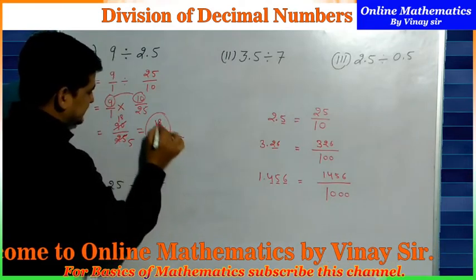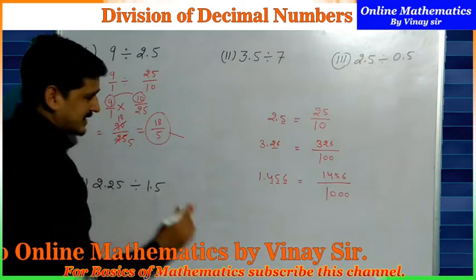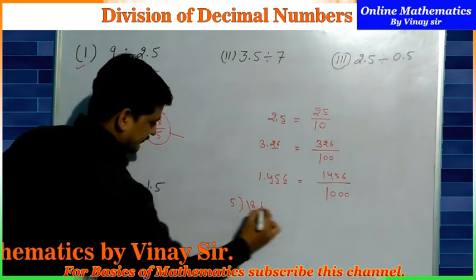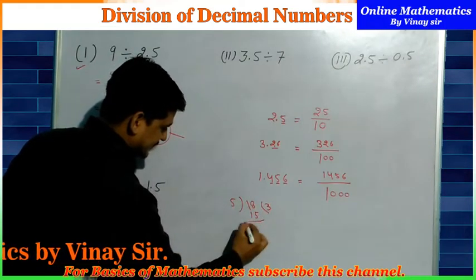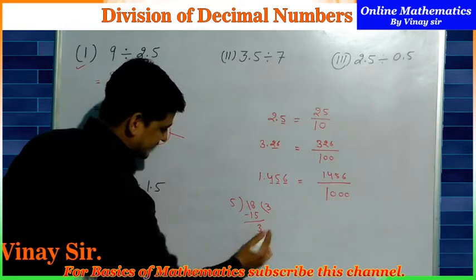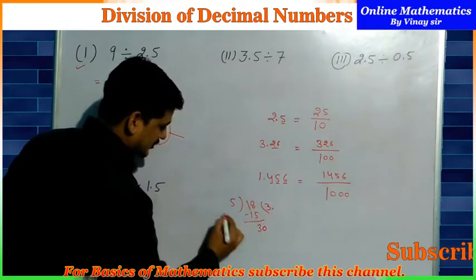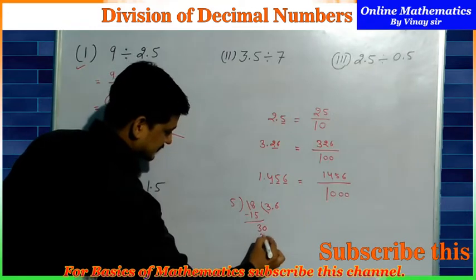If you want to change this number 18 upon 5 into the form of a decimal number, simply we have to divide. 5 threes are 15. It will be subtracted and we get 3 here as remainder. We have to put a point here and we get 0 here. 5 sixes are 30.